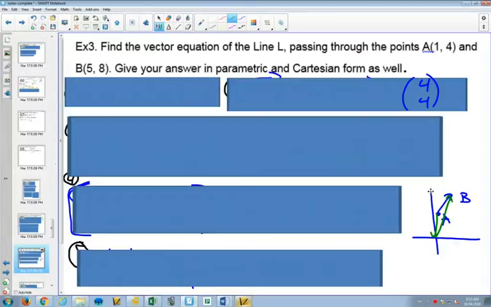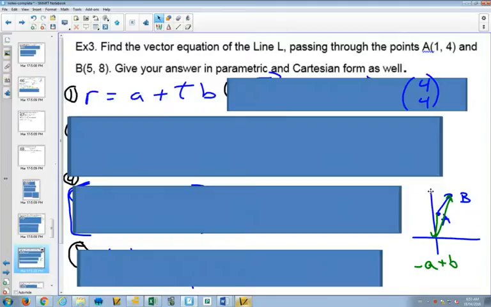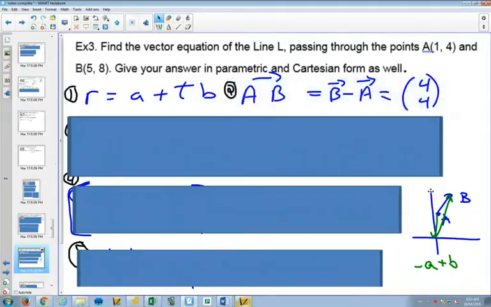Well, how do I do that? Back to the origin would be -A. And then once I'm at the origin, to get to B, that would be plus B. So from A to B will be -A plus B, or B minus A. And if you just write those as 5, 8 minus 1, 4, you get your direction vector to be 4, 4.